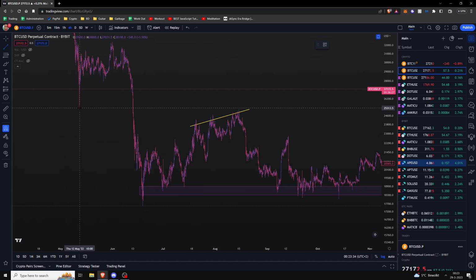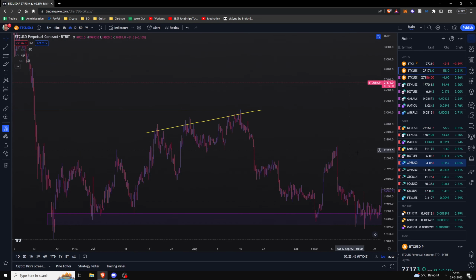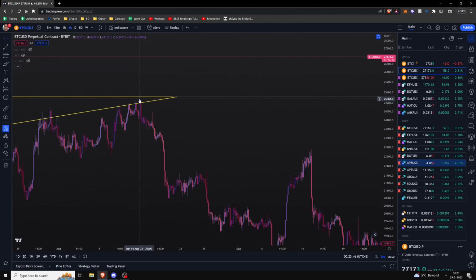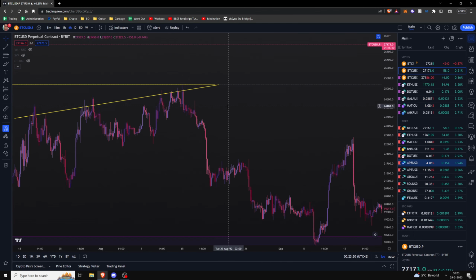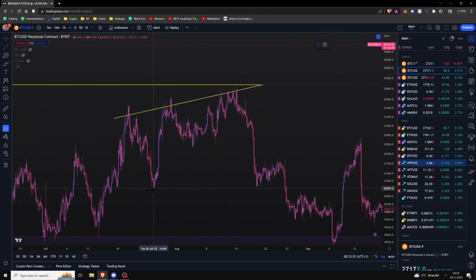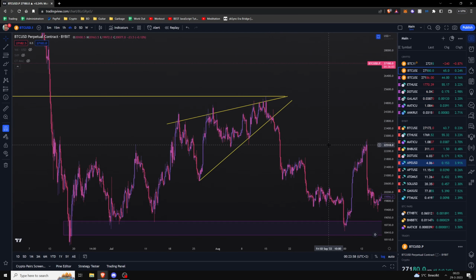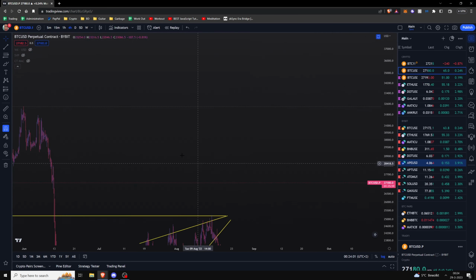And then we see, oh, we got a little wick there. We might draw some resistance from there, and then, oh, wow, would you look at that? It touched the line, it tapped supply, and it just absolutely got wrecked. This is an ascending wedge, rising wedge, whatever you want to call it. I try to call it rising because people get confused with the ascending triangle, which is a bullish pattern, right?